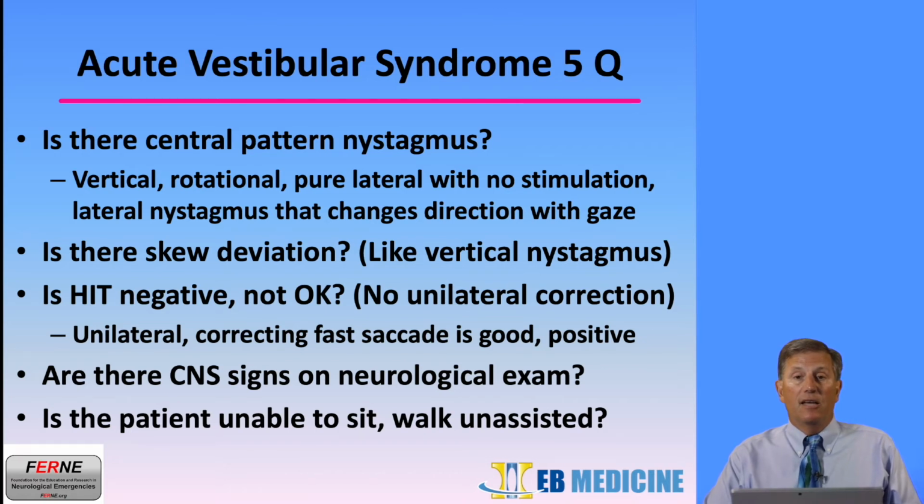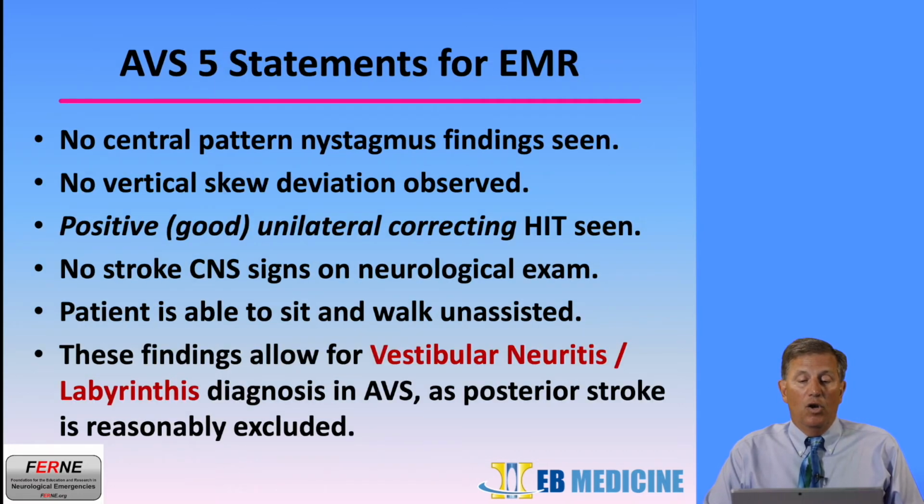You can say, are there CNS signs on neuroexam? There are no CNS neuroexam findings which suggest posterior ischemic stroke. And you can ask, is the patient able to sit and walk unassisted? You can say the patient is able to sit and walk unassisted. So our 5 statements: no central pattern nystagmus findings are seen. No vertical skew deviation is observed. A positive, which is good, unilateral corrective HIT exam is seen, which suggests peripheral etiology. There are no stroke CNS signs on neurological exam, and the patient is able to sit and walk unassisted. These findings allow the diagnosis of vestibular neuritis or labyrinthitis to be made in this patient with acute vestibular syndrome, as posterior stroke is reasonably excluded. This is such a powerful list of statements that can be put into a dot phrase with every patient who presents with dizziness and acute vestibular syndrome.